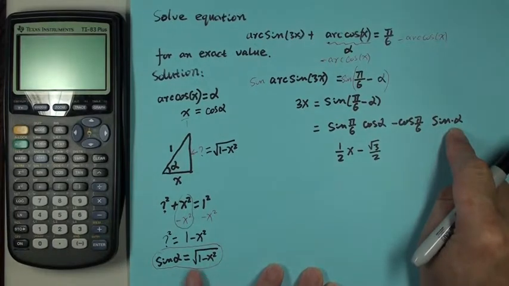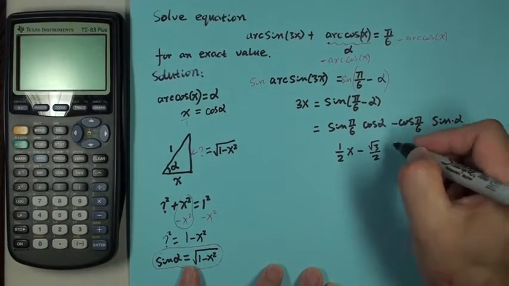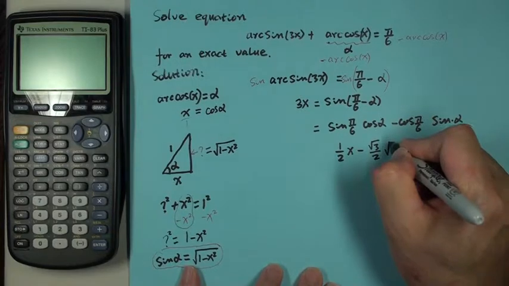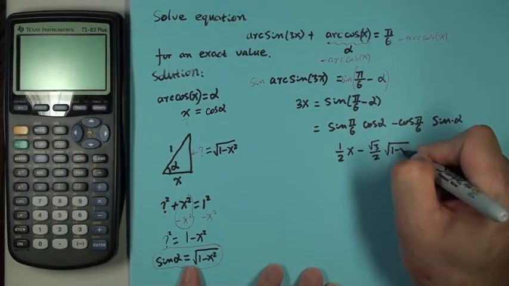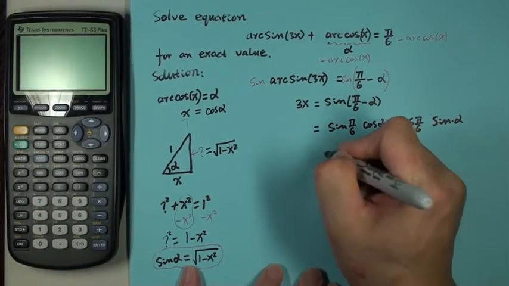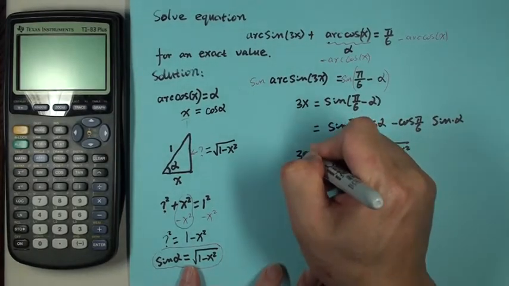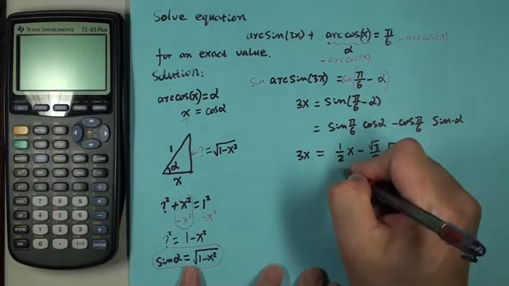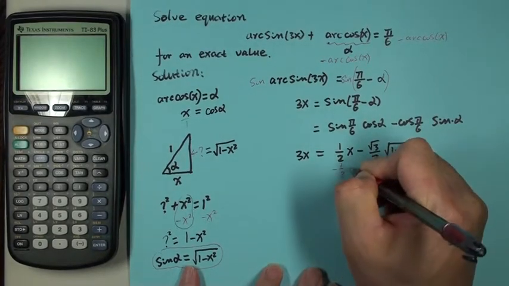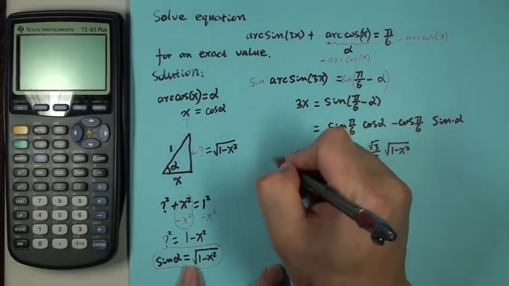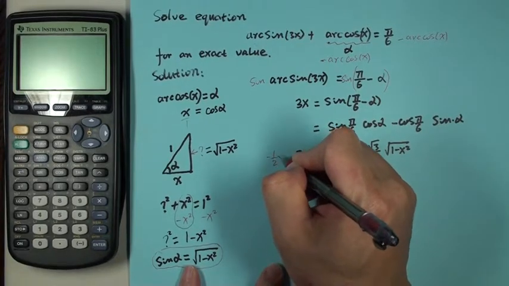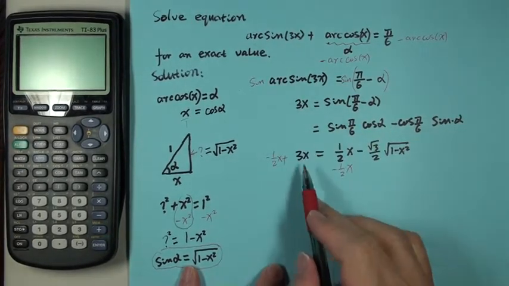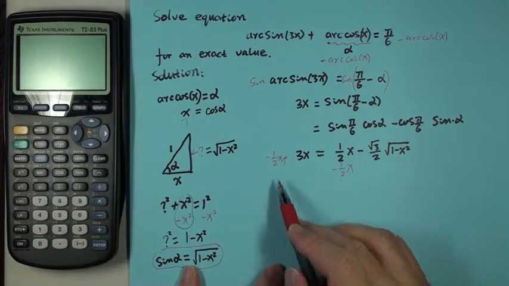Sine alpha is right here. That's radical 1 minus x squared, and then equals 3x. See, 3x, they're equal. Up to this far, it looks easy now. So we subtract 1/2 x on both sides. Here is 3x, negative 1/2 x.